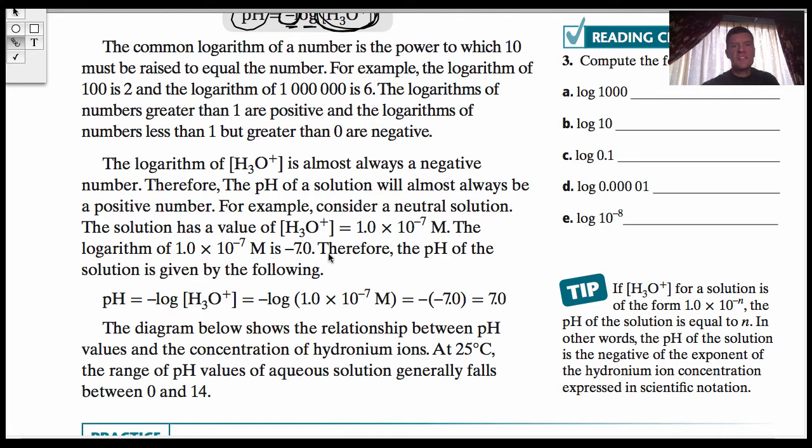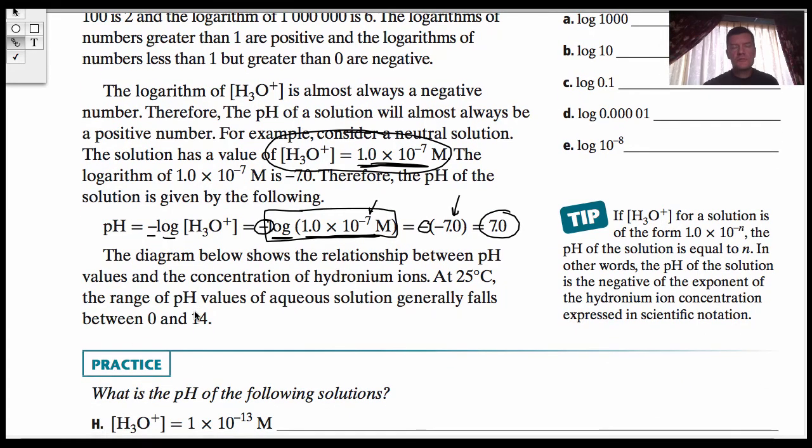Here, let's look at one. Let's say that you know the concentration of the hydronium ion is 10 to the negative 7. It's probably a neutral solution, right? So we take the negative log of 10 to the negative 7. In your calculator, you punch in 10 to the negative 7, take the log of that, and then take the opposite of that value. Well, the log of 10 to the negative 7 is negative 7. And then you take the opposite of it and you get a positive 7. So anytime that you have a neutral solution, the pH is going to be 7 because that means the hydronium ion concentration is 10 to the negative 7. Okay?